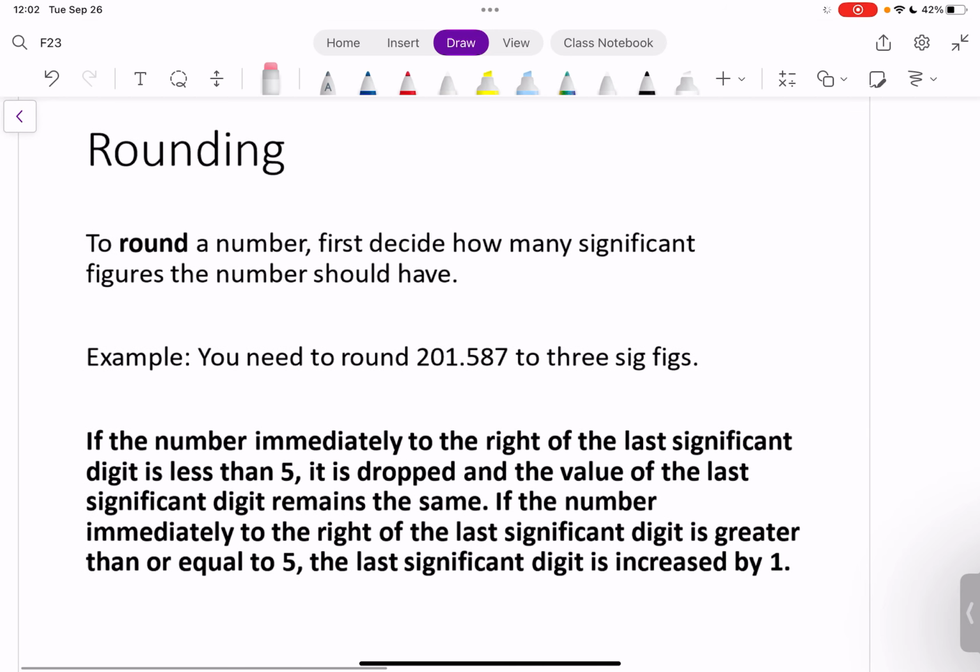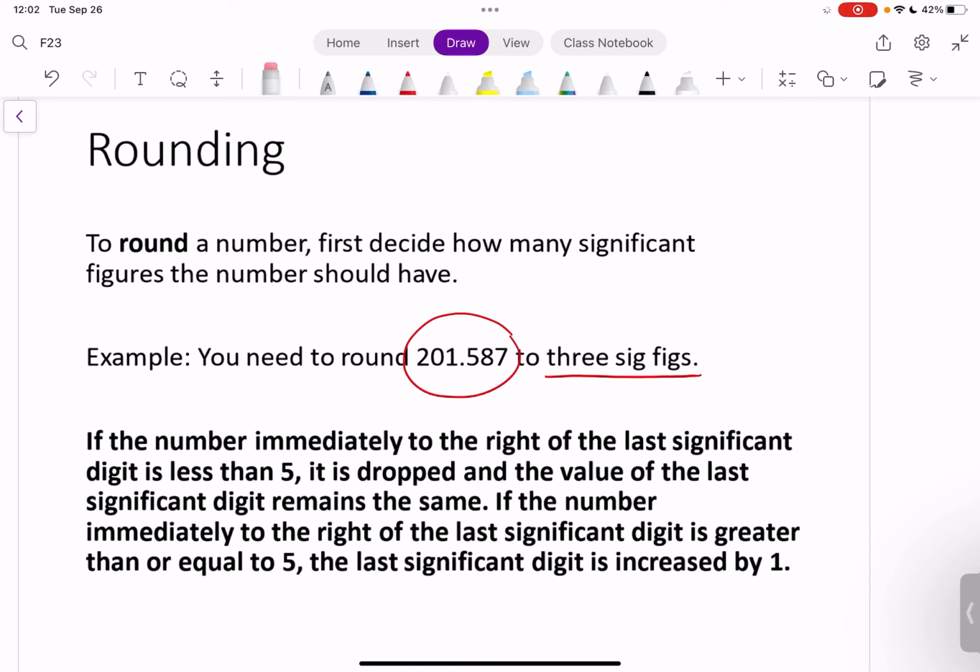All right, so when we round a number, we first want to decide how many sig figs that number should have. So say you know in your measurement that you only have 3 sig figs available, that is how certain your measurement is. But your calculator, when you're doing a bunch of calculations, spits out this big long number. And you need to round that long number so that it is expressed with only 3 sig figs. How are we going to do that?